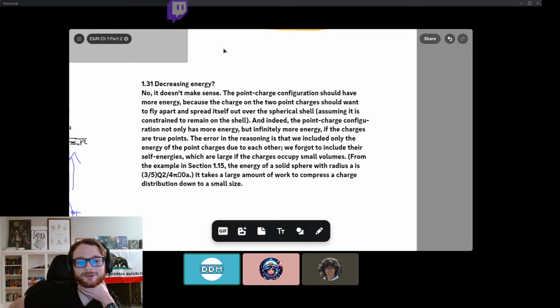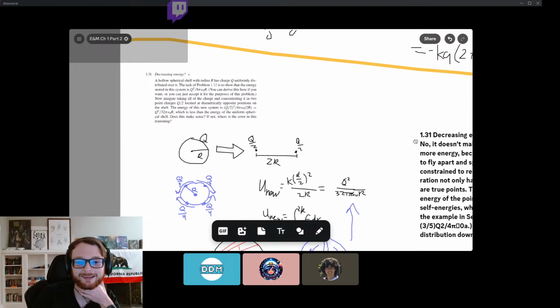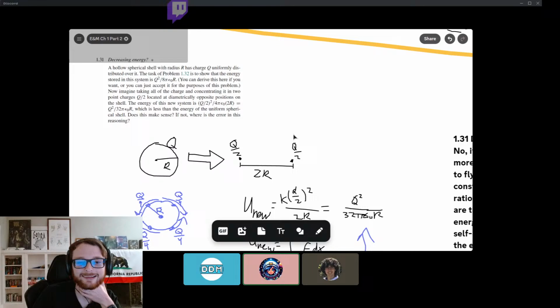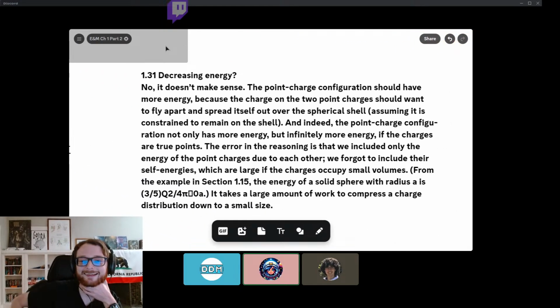Yeah, this is the answer from the book. Does it make sense? The point charge configuration should have more energy. What? Assuming it is constrained to remain on the shell? Wait, when did we make that assumption? I assume they were going to stay on the shell. We're working with statics. I guess so. Infinitely more energy.